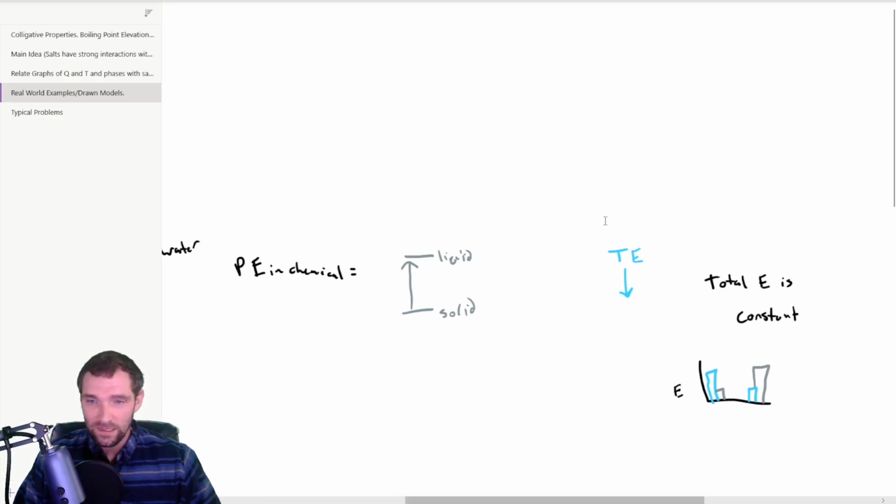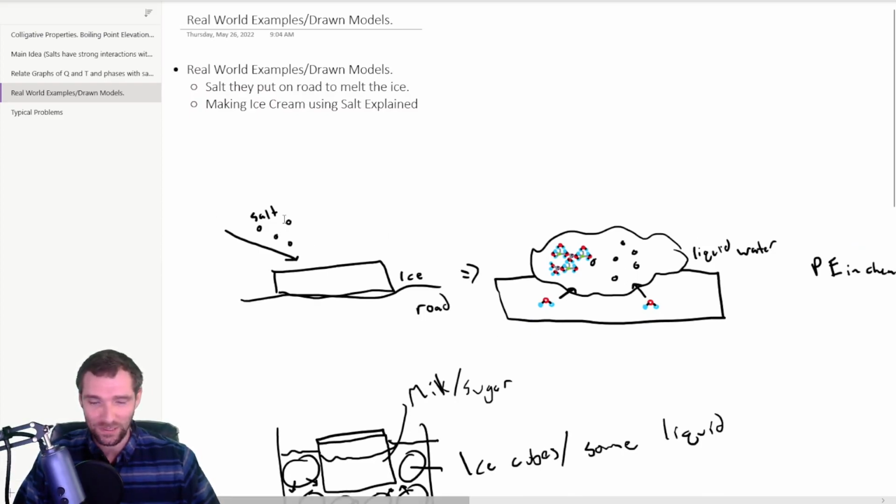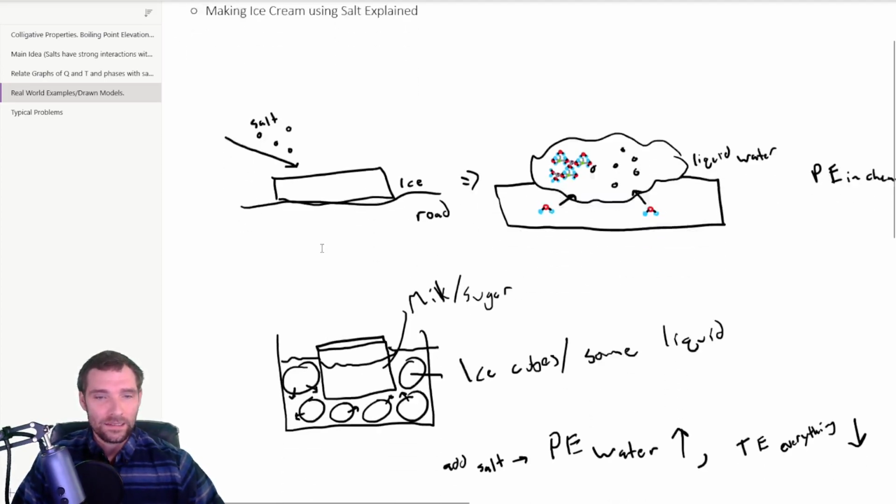So, in other words, things will get colder. The matter itself, to get more space, is going to need to cool itself down. So the roads actually have gotten colder when you put that salt on there, but it no longer has solid ice on it. Now, the same thing happens.